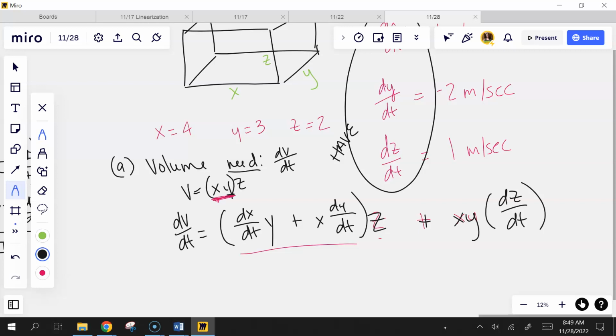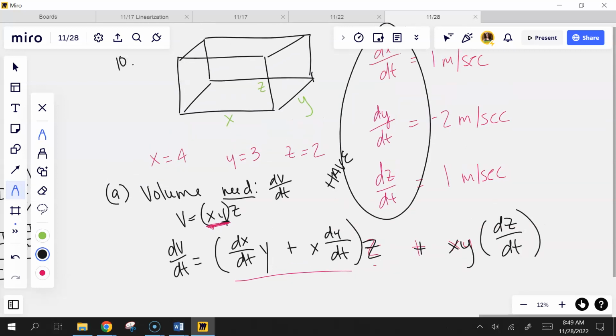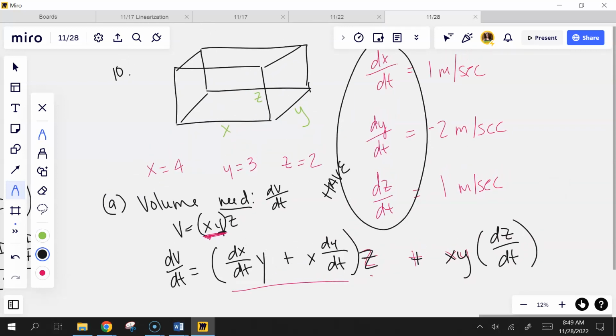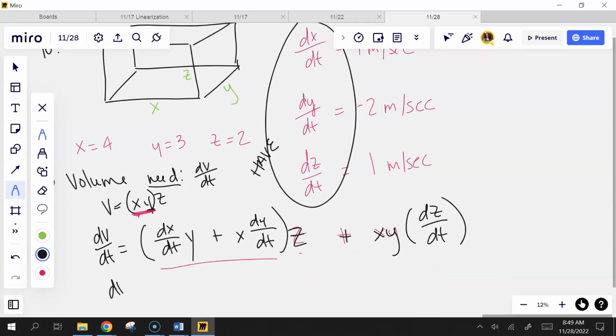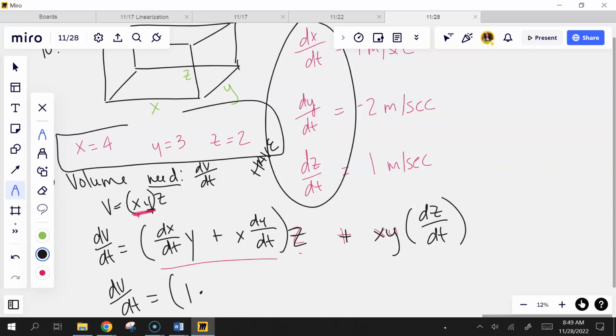Well, that's not the answer because they want a specific rate of change. But look at what you have. Look at what they gave you. You plug in all those values. Well, dx dt is 1, and they told me all of these too. They said at the instant when x is 4, y is 3, and z is 2. So y is 3, x is 4, dy dt is negative 2, and z is 2. X is 4, y is 3, and dz dt is 1.